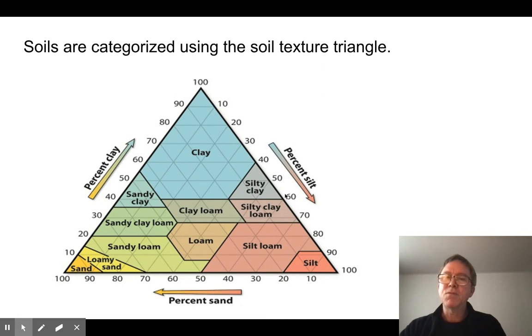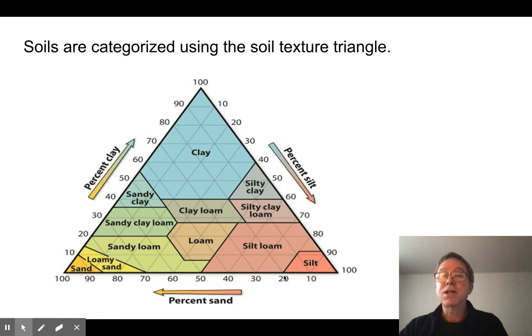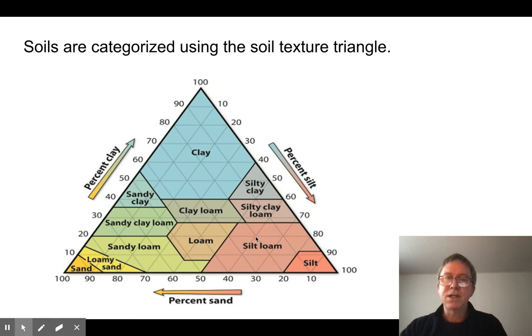So if I have 60% silt and 20% sand, that's 80%. How much clay must I have? Answer, 20%. So I'm going to go here, and I look over here. Notice this axis here is 0% clay. So from here, 20% sand, 60% silt. And if I go across, I see, yep, 20% clay.